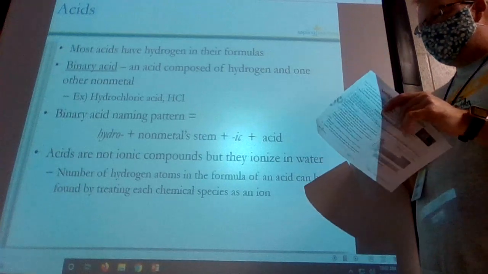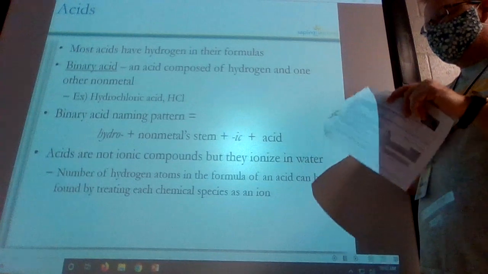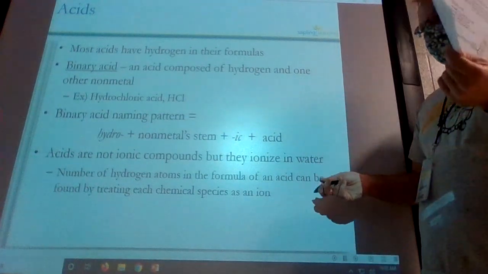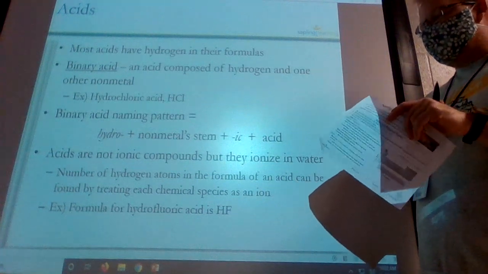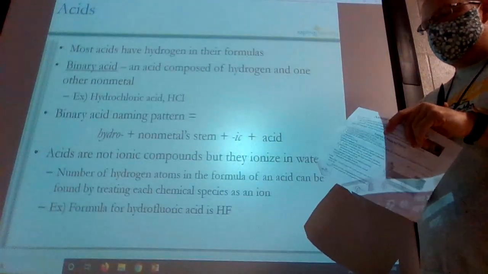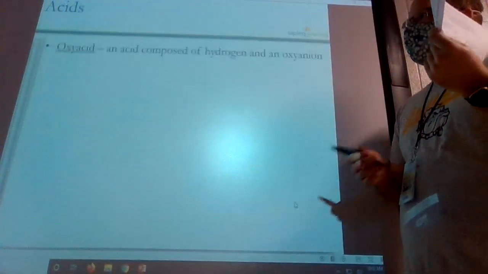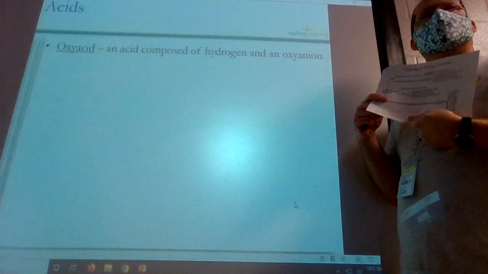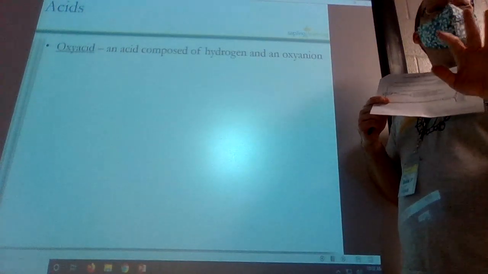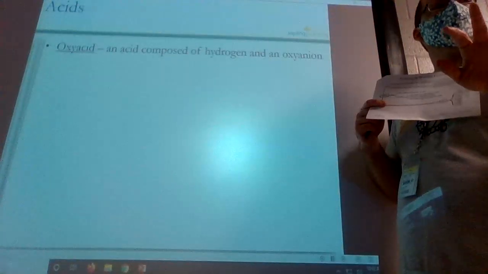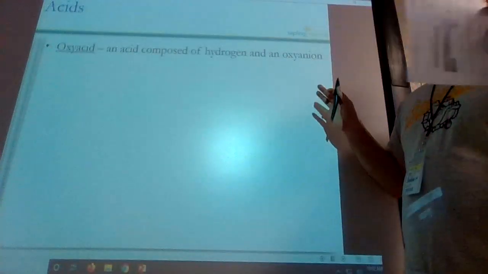The number of hydrogen atoms in the formula of an acid can be found by treating each chemical species as an ion. For example, the formula for hydrofluoric acid is HF. So you have 1 hydrogen and 1 fluorine. Now, moving on to an oxyacid, because we're not getting too deep into acids right now. That's actually, I believe, the last chapter in the book, so we may or may not get there towards the end of the semester. So we're just talking about naming them right now.